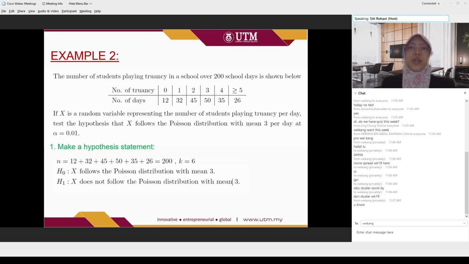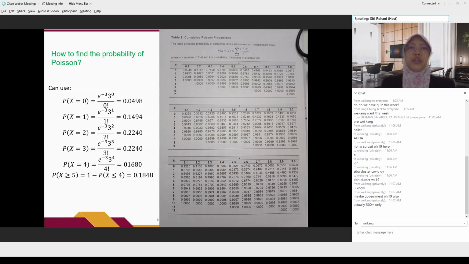For example, this example 2 is about the Poisson distribution. We want to make a hypothesis whether the random variable follows the Poisson distribution or not. In the videos, I showed you how to find the probability of Poisson using the table. But actually, you can also find the probability of Poisson without using the table, by using this formula. You can still get the same values for your probability using this formula.